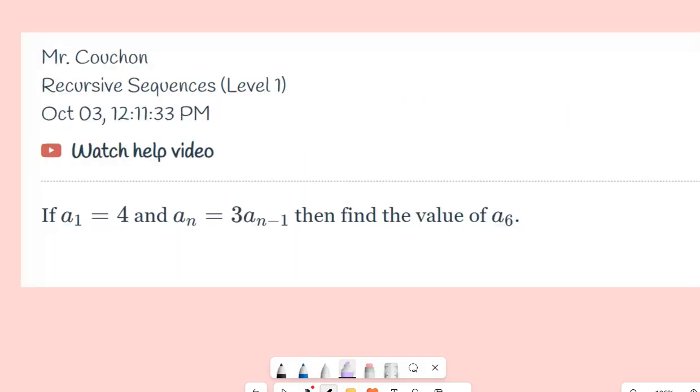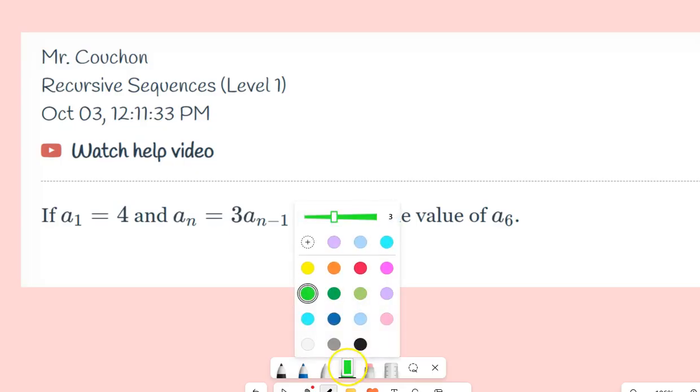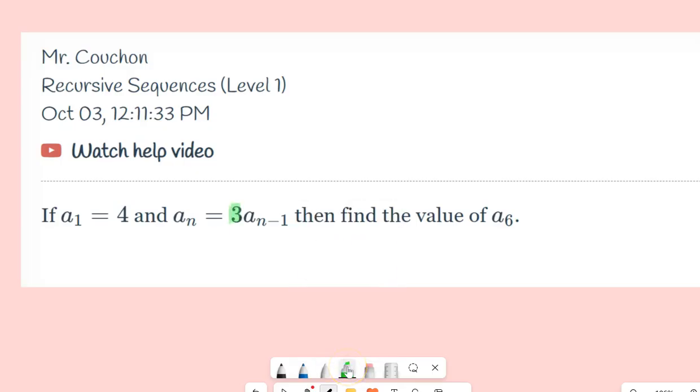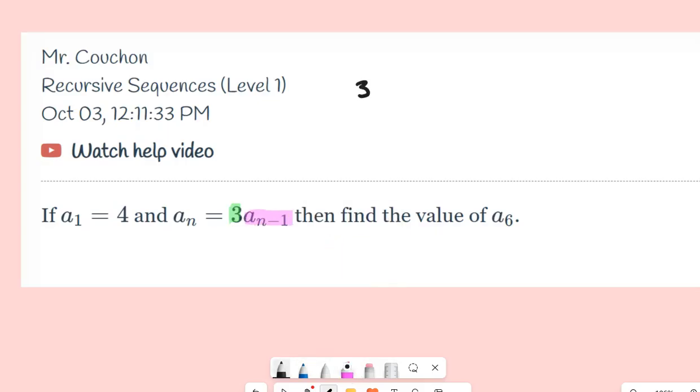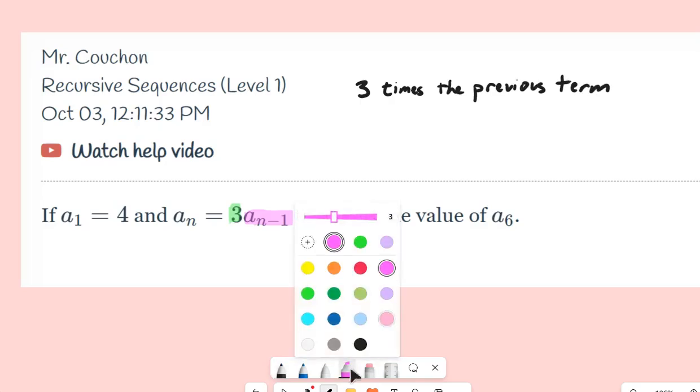Here's the second one. They want us to find a sub 6, or the 6th term. And let's just break this down. This means 3 times the previous term. So let's get that language out. 3 times the previous term. Okay. So the 3 obviously comes from the 3, and the previous term comes from the a sub n minus 1. That's what that's saying.